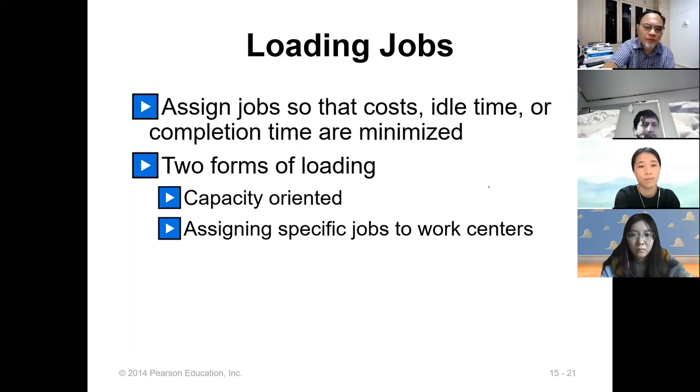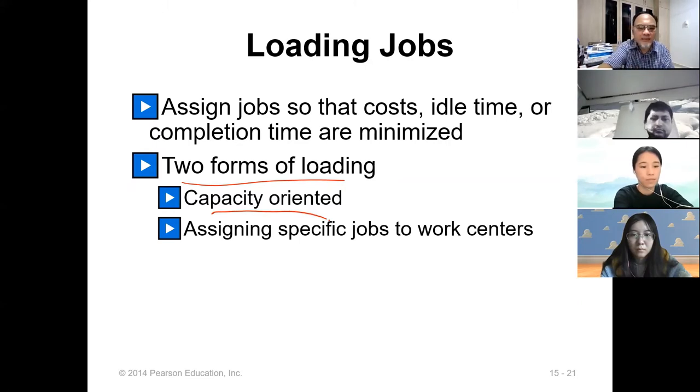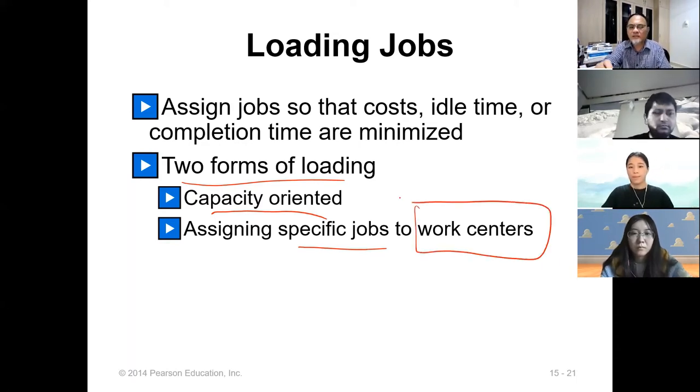There are two types of loading. One is capacity oriented, depending on the capacity, and the other is assigning specific jobs to the work centers. That means you assign jobs to whatever work centers. Work centers can be machines, assembly centers, where a specific job is to be done.